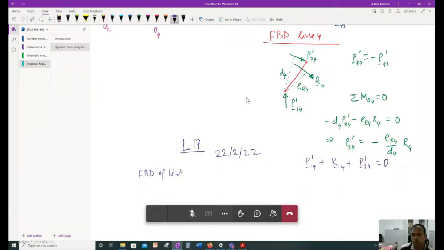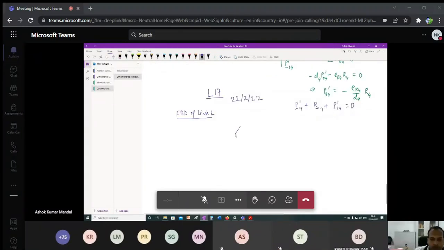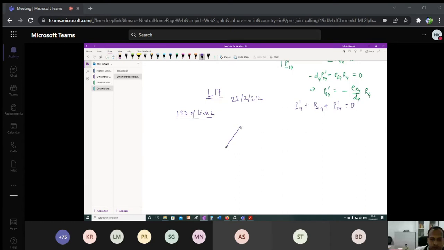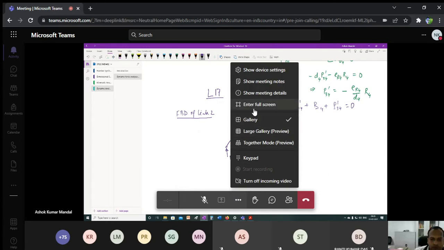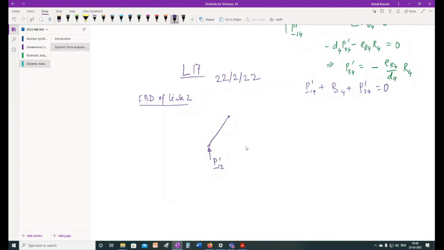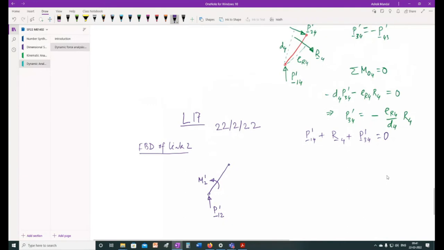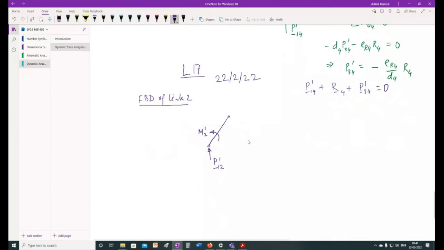That means when we draw the free body diagram of link 2, which is like this, it is subjected to some joint force here, which we will call P12. It is subjected to some torque, which we will call M21. And it is subjected to this force P32.